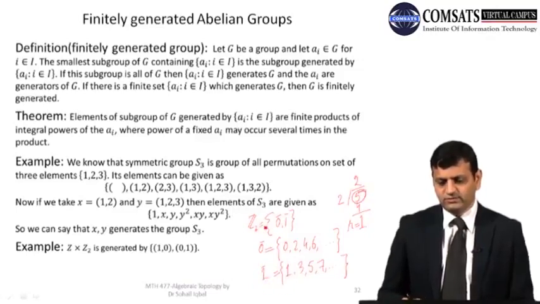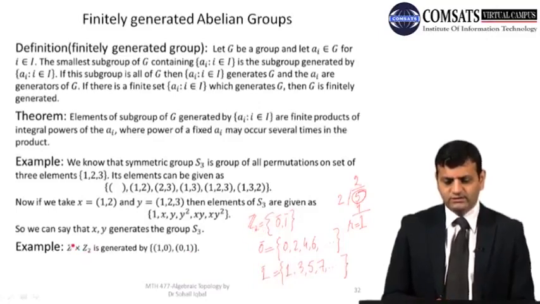So Z2 is basically 2 elements or 2 classes. If I divide by 2, then I have only 2 options. Either I will get 0 or I will get a 1. So Z2 has these 2 elements. We can also define addition in this set, and this set under addition forms a group.